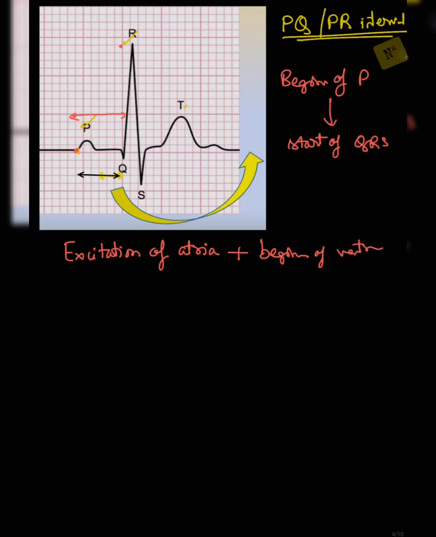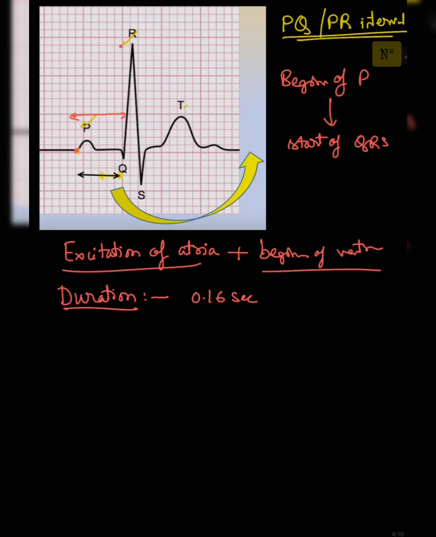Excitation of both the atria and the ventricles is shown in this interval. The normal duration of this interval is 0.167 seconds. That means it spans at least 4 or 5 small squares. So, 1, 2, 3, 4, 5. Whether it is 5 or 4 doesn't matter.